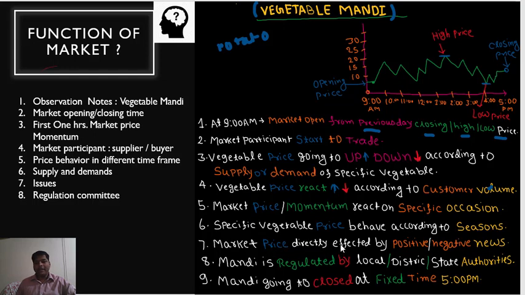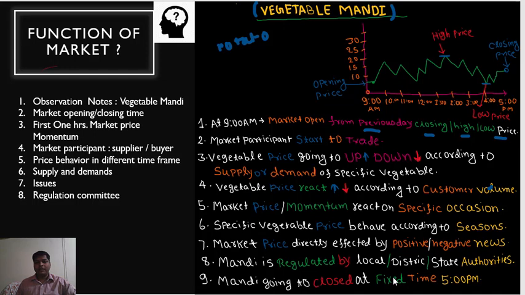The market price is directly affected by positive and negative news. Yes, in poultry, if we hear about some kind of disease in chicken, the price goes down tremendously. So the market price is affected directly by positive and negative news. Sometimes regulations, policies, sometimes taxation, the GST, and all such things. And the mandi is regulated by the local district and state authorities.